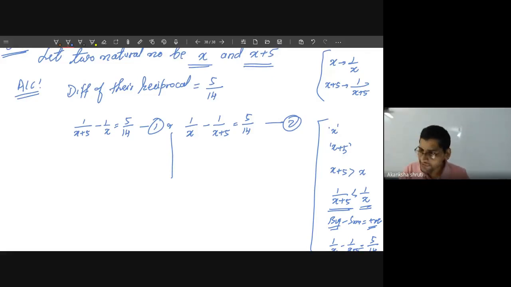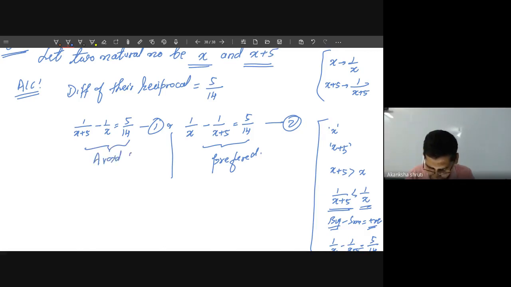If I am taking this one, whether it can give the result or not, that I will also say. Okay, if we are taking that, what makes the difference? So let me take this second one. Therefore, it is preferable. It is preferred. So avoid this. इसको हम avoid करेंगे. Okay.